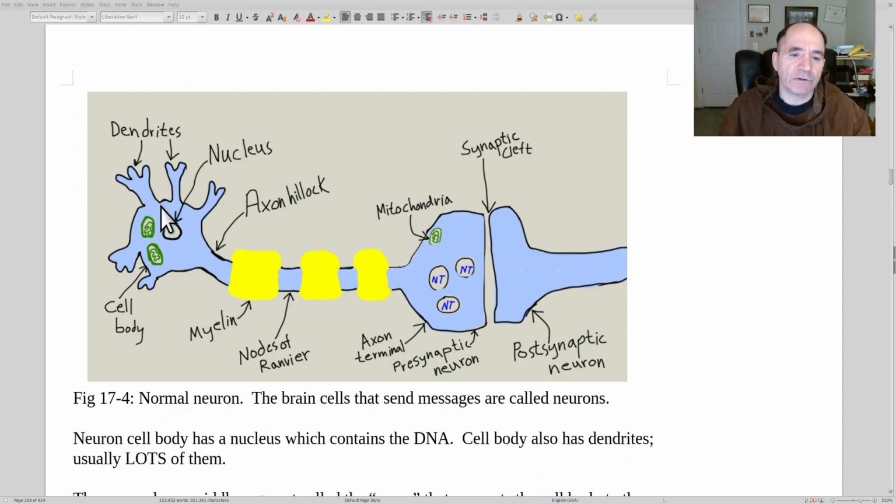And when enough signals come in to activate the neuron and make it fire an action potential, the action potential starts right at the end of the cell body. That's called the axon hillock. This elongated tubular structure right here is called the axon, and that is for sending the action potentials, the nerve impulses.